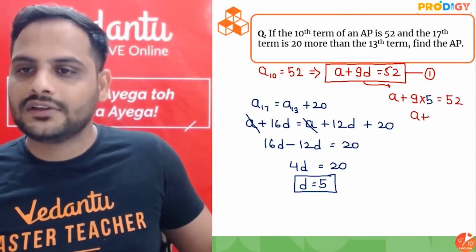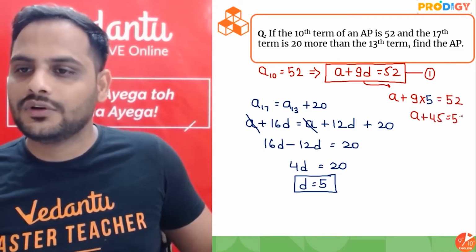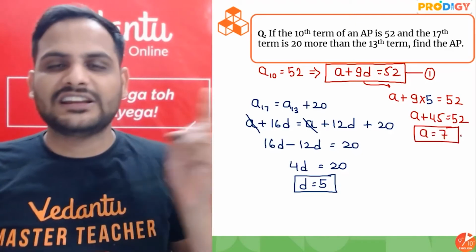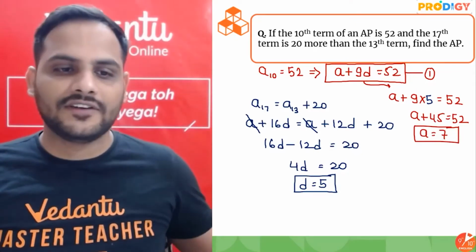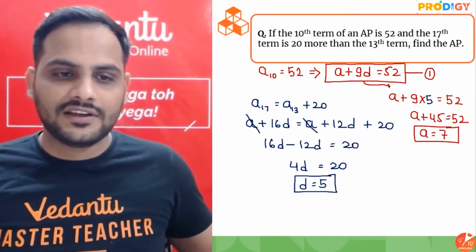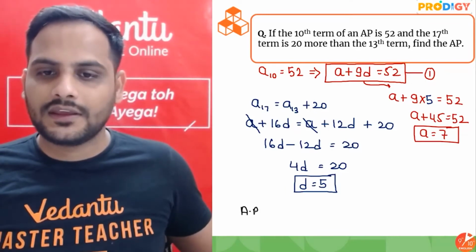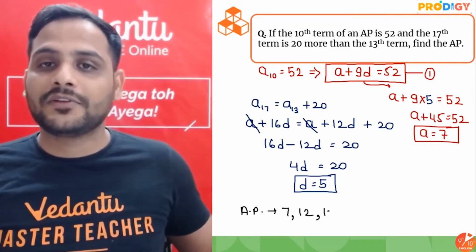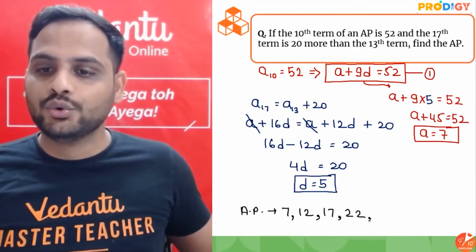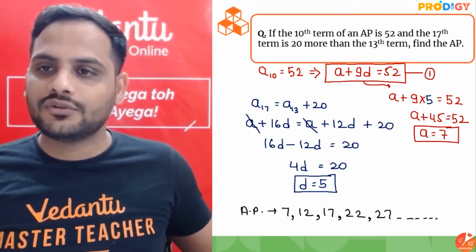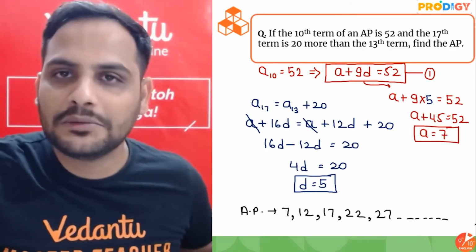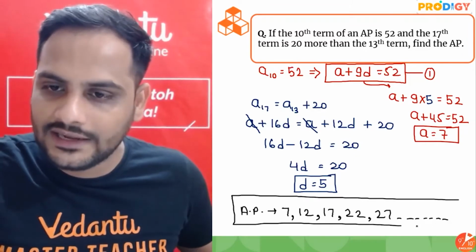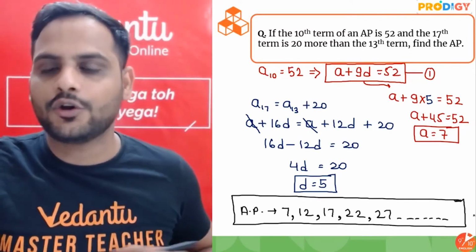So a plus 45 is 52. So I can say a is 52 minus 45, which means 7. So my first term is 7. Common difference is 5. I can directly say that, sir, the given AP will be 7, 7 plus 5, 12, 12 plus 5, 17, 22, 27, and so on. This will be my AP. So always focus on getting the first term and the common difference.